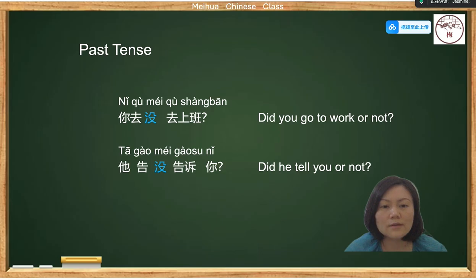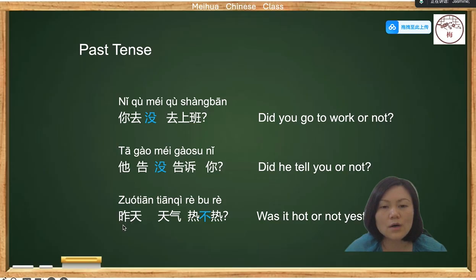Another one. 他告没告诉你? The meaning is, did he tell you something or not? So apparently we are talking about the past. 告诉. Here the word is 告诉, right? But we can also ignore the second character. So we just say 告 plus 没告诉. 他告没告诉你? Did he tell you or not?